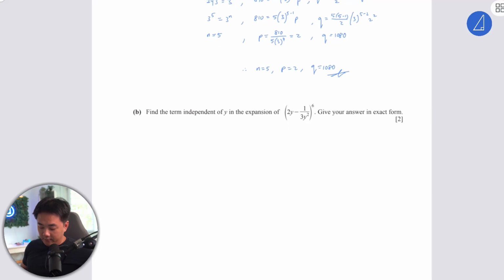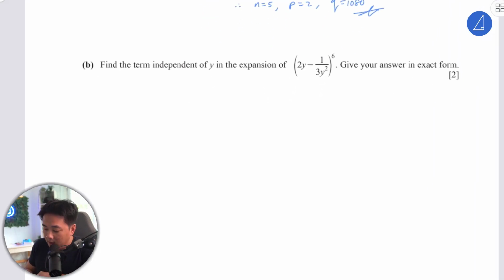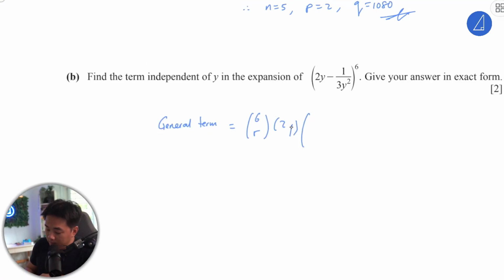So let's look at: find the term independent of y, giving your answer in exact form. Just understand that the general term will be 6 choose r. We have 2 terms here. This is the general term, T r plus 1. So this is 2y, and this is minus 1 over 3y squared. Then this is to the power 6 minus r, and this is to the power r.